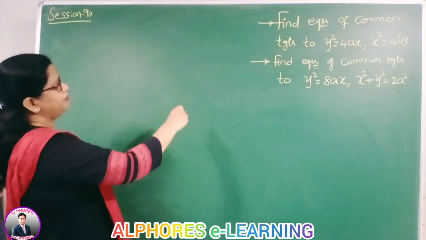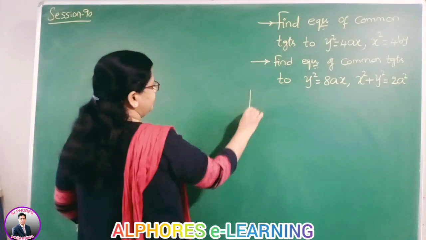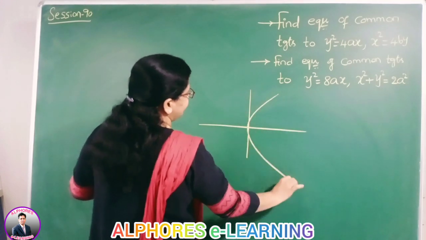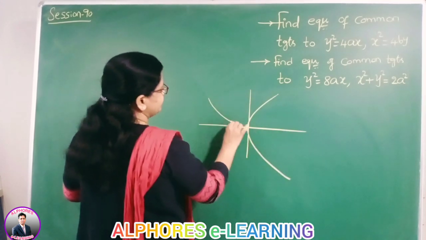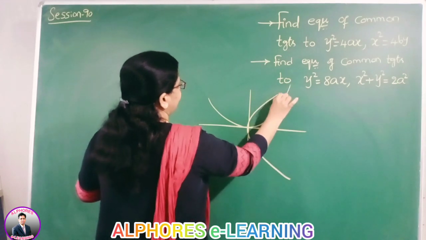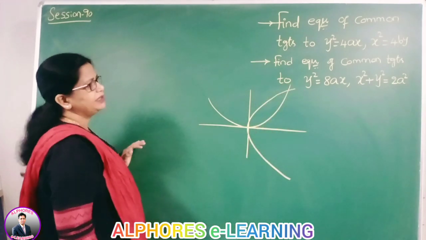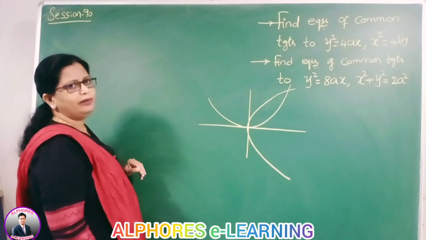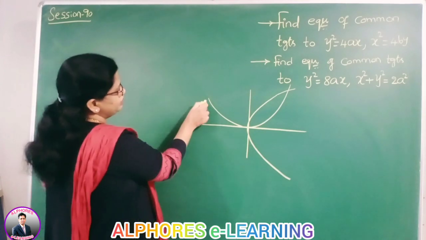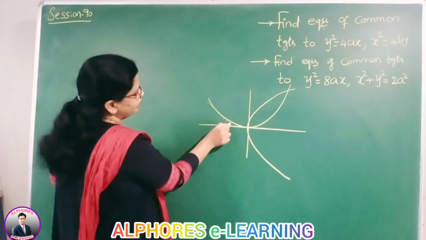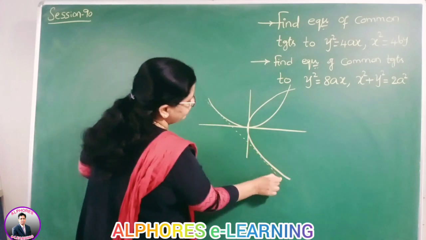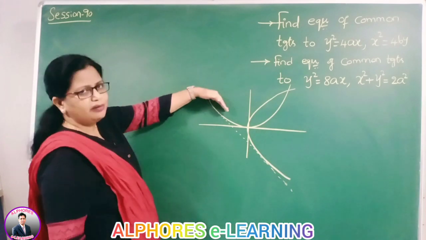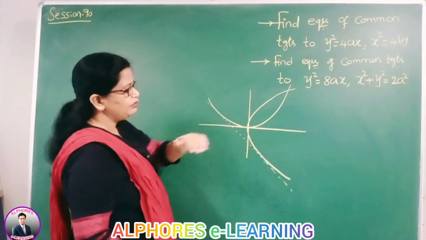Suppose I observe the first one: it is y square equal to 4ax. This is the y square is 4ax curve, and this one is the x square is 4by curve. These are the two curves given, and for them, what about the equation of the common tangent? If you observe, students, a common tangent can be like this. This tangent is common to this parabola as well as this parabola.